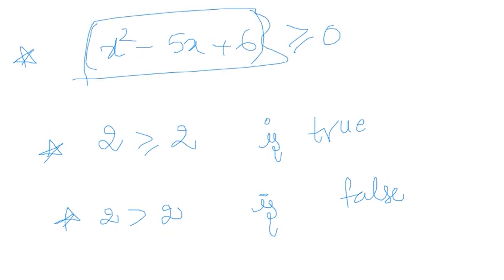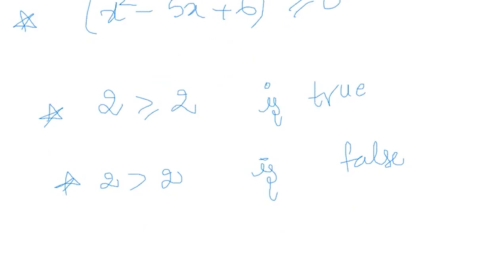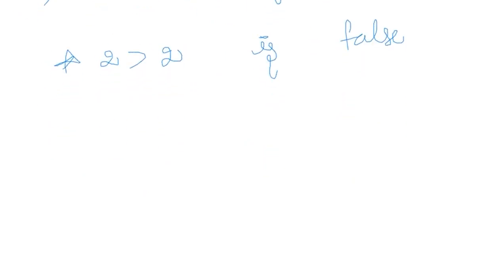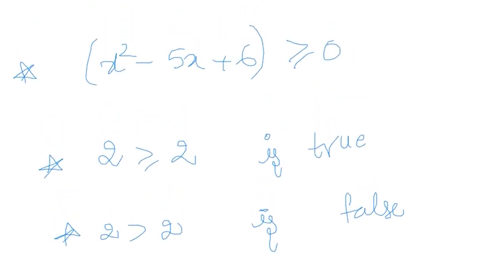Yeah. So the point is x is equal to 2 is also valid because for this the value becomes 0. So 0 greater than or equal to 0 is valid. So anyways, there are certain values for which the quadratic is greater than or equal to 0.